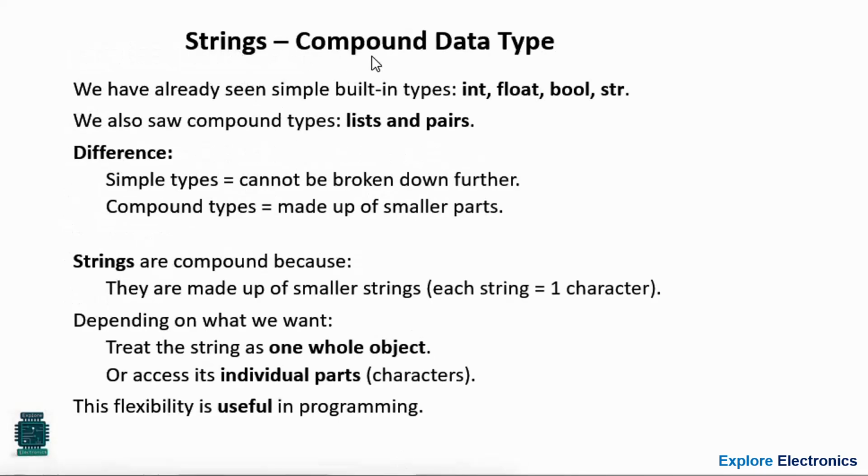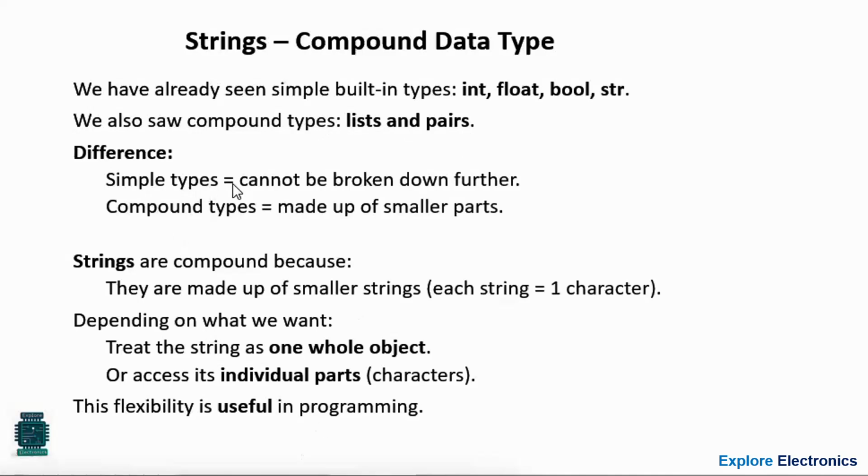Here, string is a compound data type. Why? Because compound type means we can make smaller parts from that, and it is made up of smaller parts. That's why it is a compound data type. We have already seen the multiple built-in types, that is integer, float, boolean, strings. These we have already studied in Module 1. We also saw compound types, that is list and tuple, in Module 1.